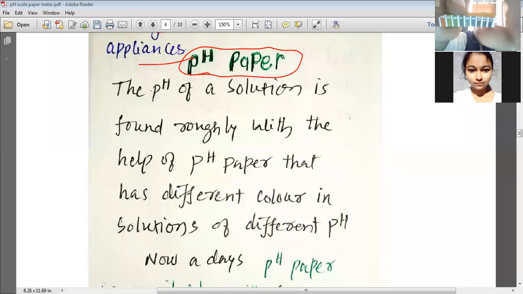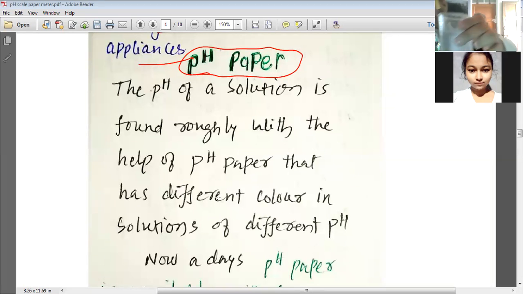Here you can see that this is the pH paper, and when I break it this way, we get a strip of pH paper. This is my pH paper. Now I shall dip it into the various solutions so that we can come to know what is the color we get, and then we will compare and measure the pH of a particular solution.